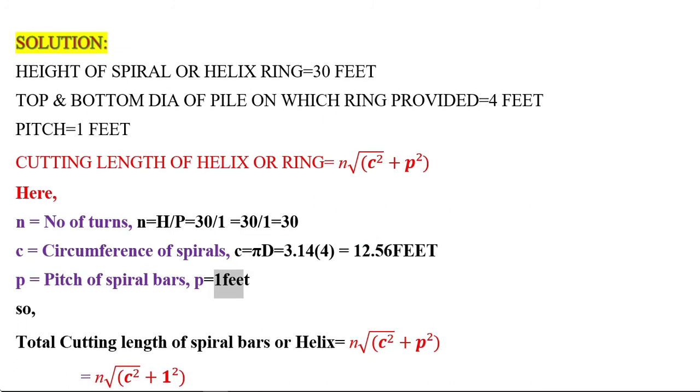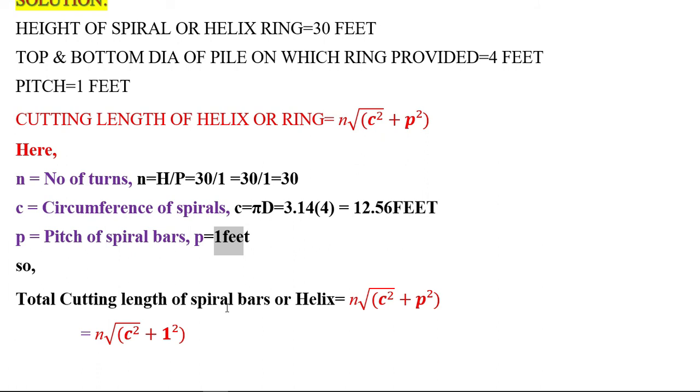Now let me put these values into this formula to calculate the cutting length of spiral bars or helix bars. Here I want to tell you that spiral bars are more effective in the rounded column or pile instead of the circular stirrups. So we put the values here. N is the number of turns, we have 30 turns, and C, the circumference of the spiral ring, is 12.56 feet, and its square, and the pitch of the spiral is 1 feet, and its square. This is all under root of the whole equation.